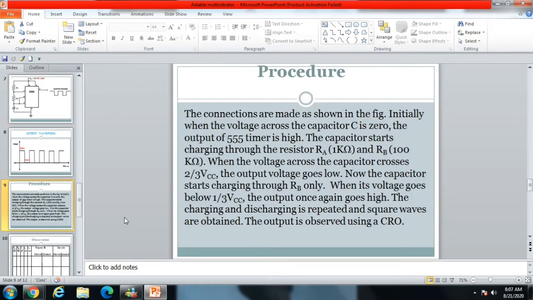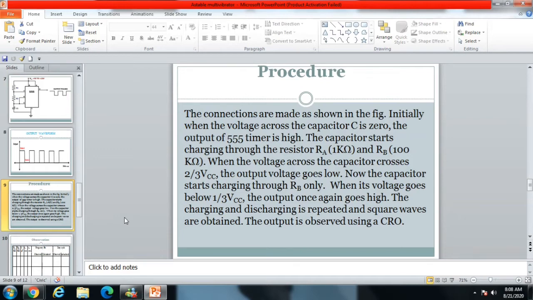Procedure. Connections are made as shown. Initially, the voltage across the capacitor is 0 and the output is high. When the capacitor starts charging through resistors RA and RB, when the voltage across the capacitor crosses 2 by 3 VCC, the output voltage goes low. First, when C is equal to 0, output high. When the capacitor starts charging, the output voltage goes low.